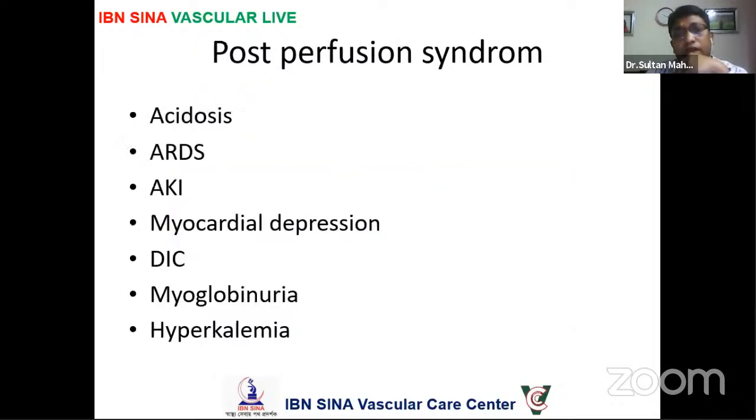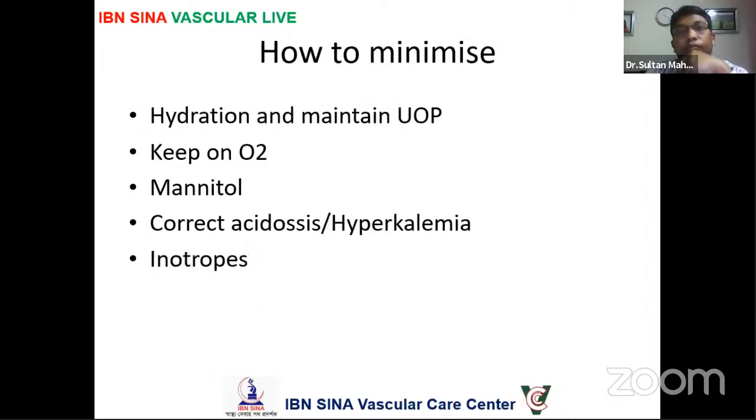Post-reperfusion syndrome: acidosis, ARDS, AKI, myocardial depression, DIC, myoglobinuria, and hyperkalemia. How to minimize? Proper hydration, keep oxygen, mannitol, correct acidosis or hyperkalemia, and inotrope support.